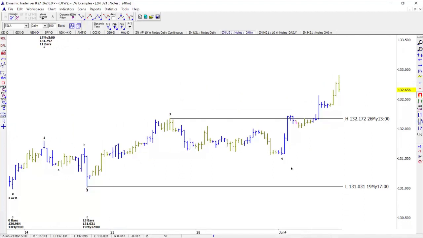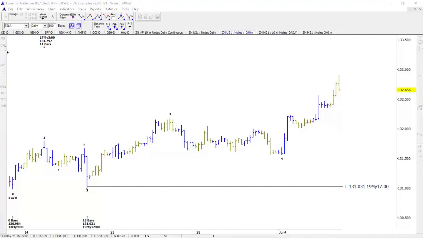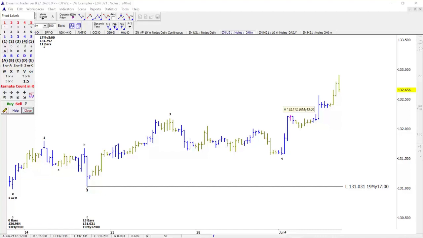Well, at this point in time, we've continued to advance as anticipated. Where are we at now with the pattern on the upside here? Well, boy, it certainly looks like 1, 2, 3, 4, and we're on a 5, doesn't it?